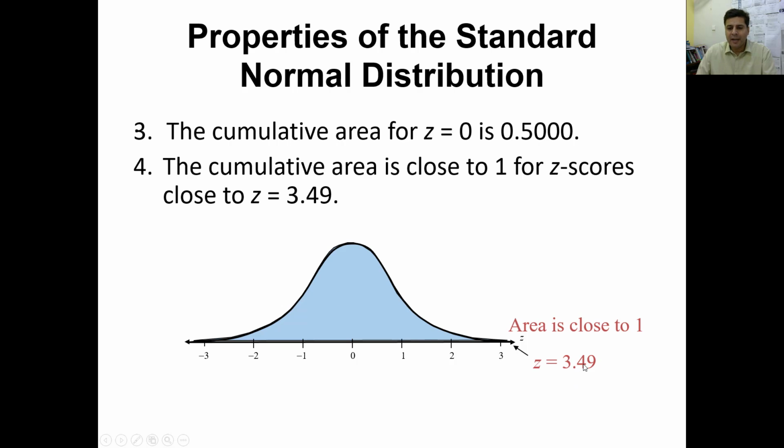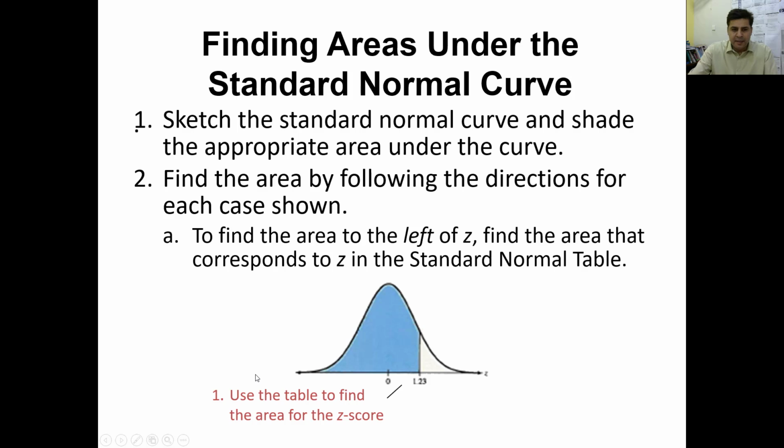I have already shown you while using the z table. In the z table, when the z value approaches 3.49, this will be the whole 100% area. Now, to find the area by the following direction for each case shown: to find the area to the left of z, meaning to the left of z, this area, find the area corresponding to z in the standard normal table.